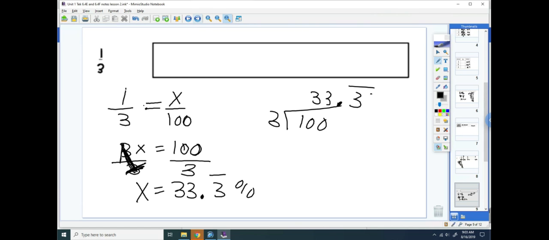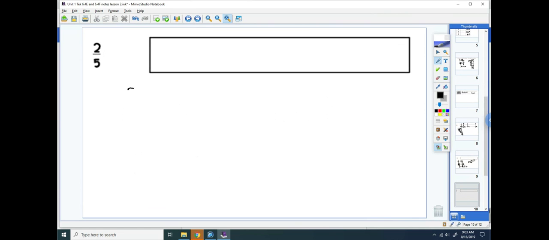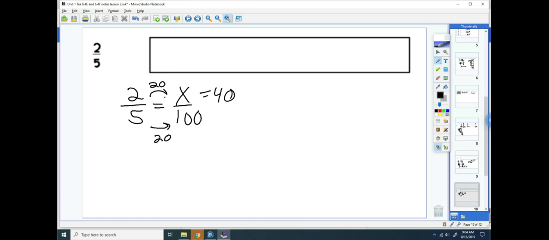Okay, so let's try the next one. We've got 2/5. To set up a proportion, I'm going to see if I can use the shortcut. The reason why is because it's 5. 5s usually go into hundreds. Well, I know I can do 5 times 20 to get to 100. So 2 times 20 is 40. So it means that 2/5 equals 40%.